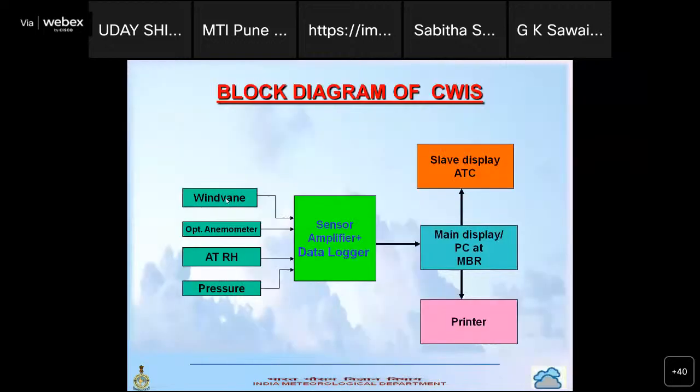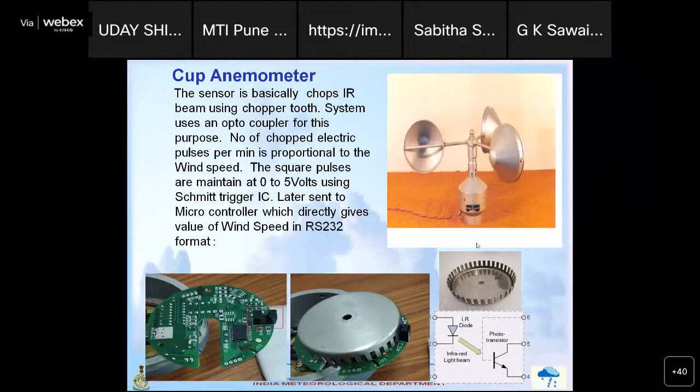So in this way the direction is measured in the CWS. This wind vane will be connected to the data logger, so you are getting only the resistance value from 0 to 10 K here. So this is the cup anemometer, optical anemometer.